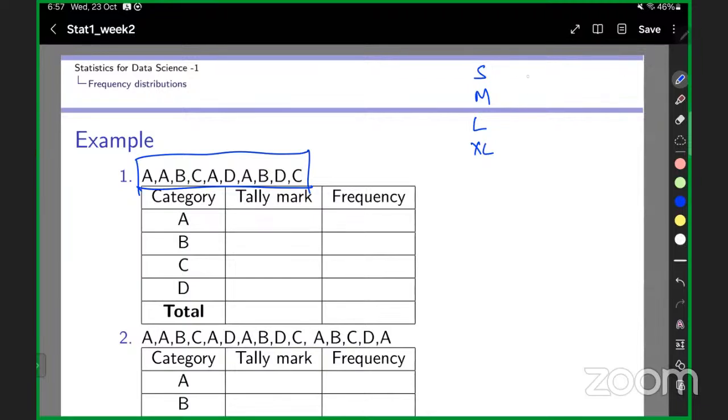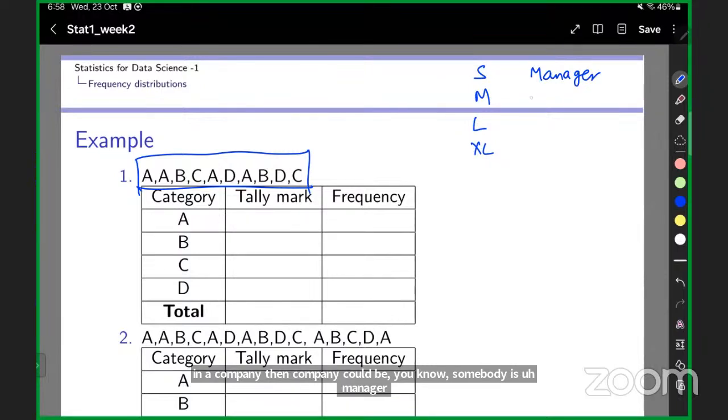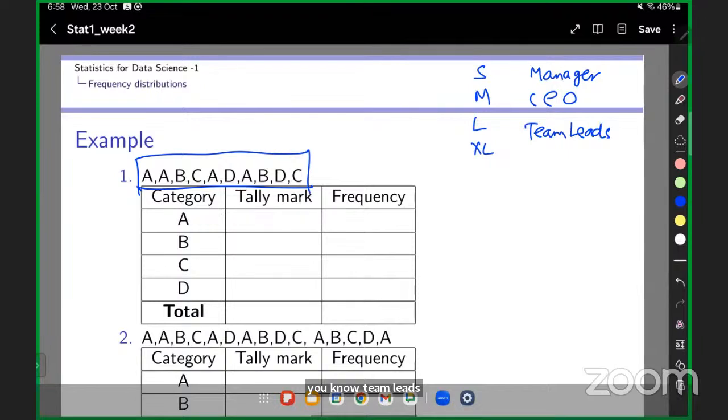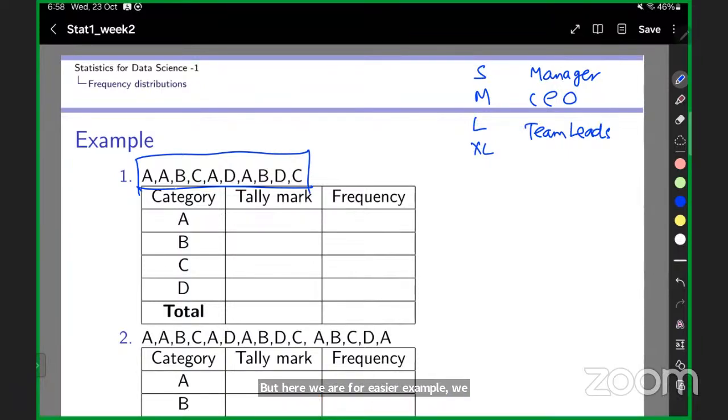It could be, let's say, the job in a company. In a company somebody is a manager, somebody is a CEO, some are team leads. So these are our categories only. But here, for an easier example, we have this kind of data: A, B, A, B, C, A, D, A, B, D, C, something. So these all belong to a category, right?